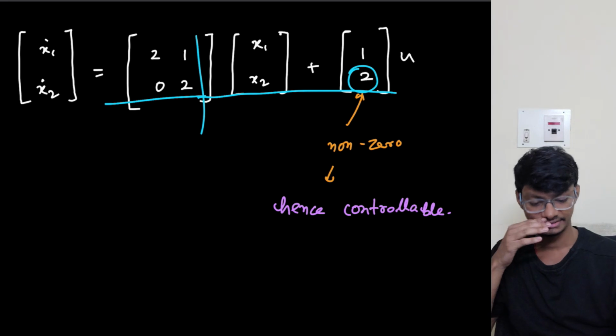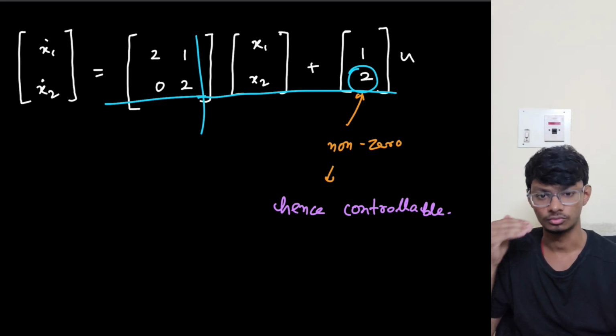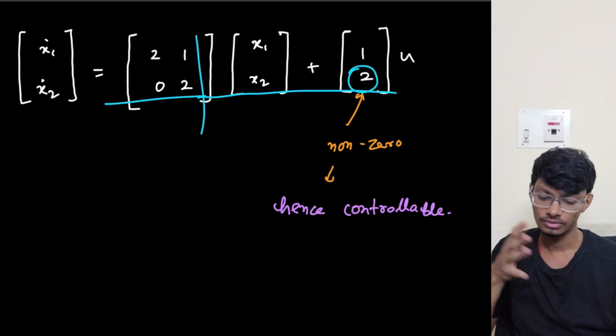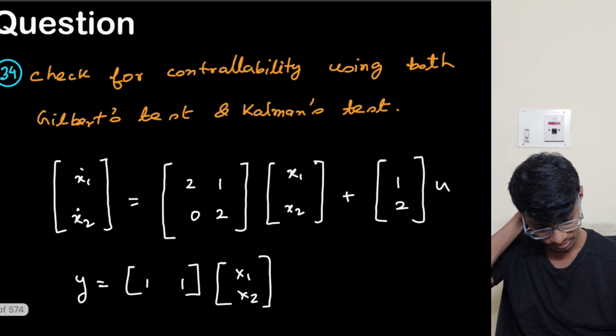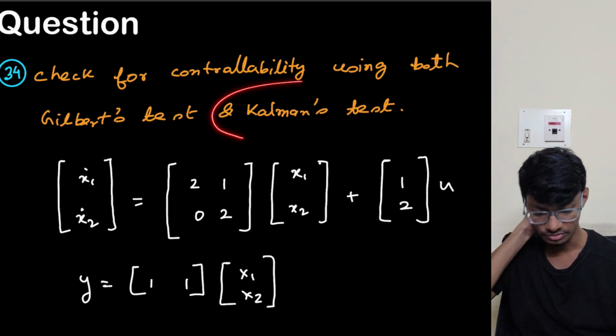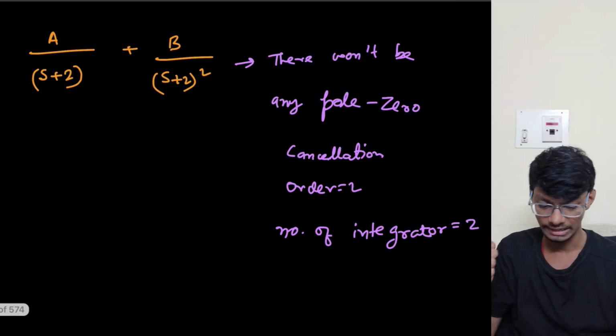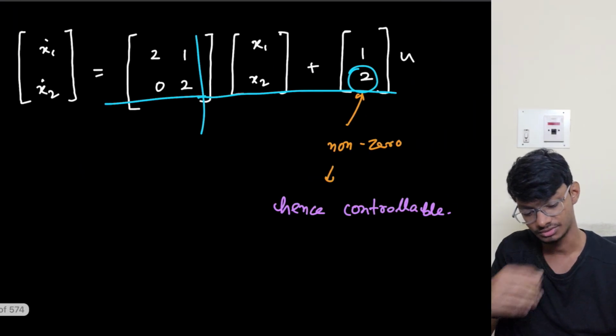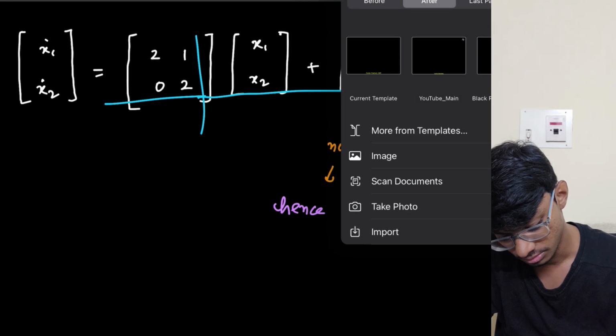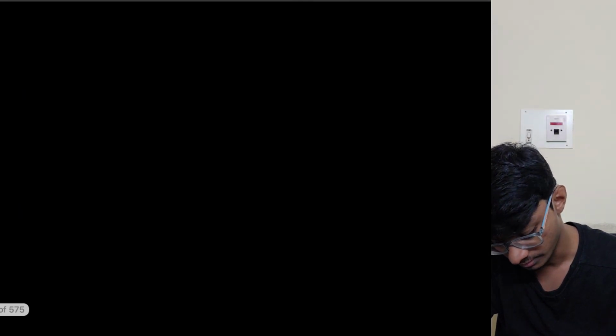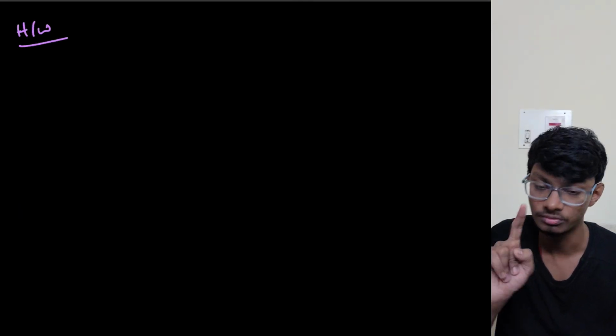So this is the main thing that we test. You can do Kalman's test also. Does the question say to do Kalman's also? Okay, it says Kalman's also. So Kalman's is homework for you. Now just stop the video and do it. Then cross check that the determinant of QC is not equal to 0, it is non-zero.